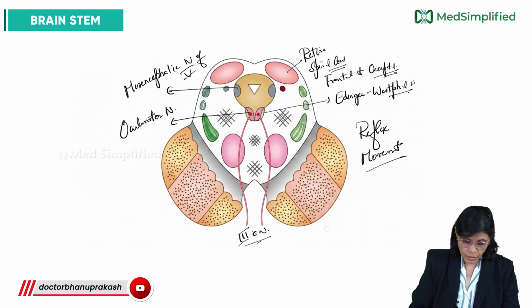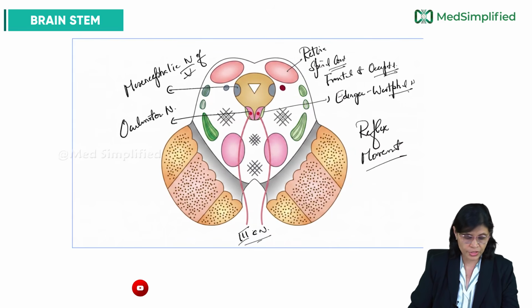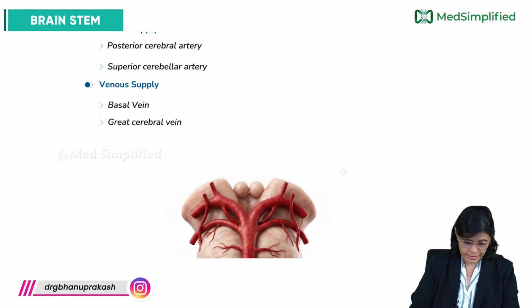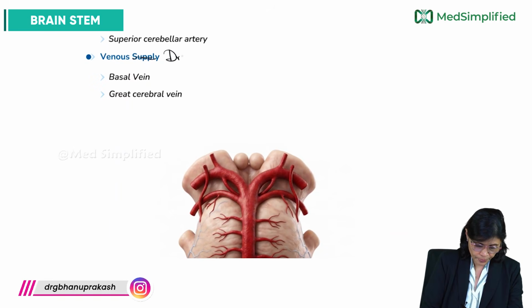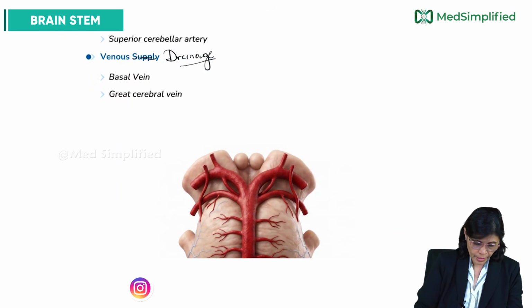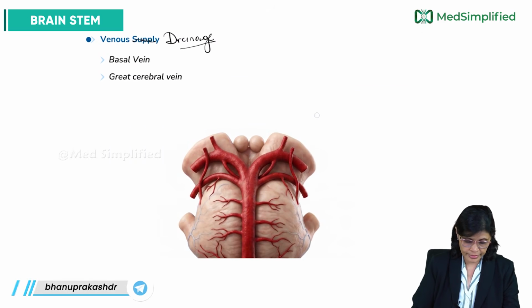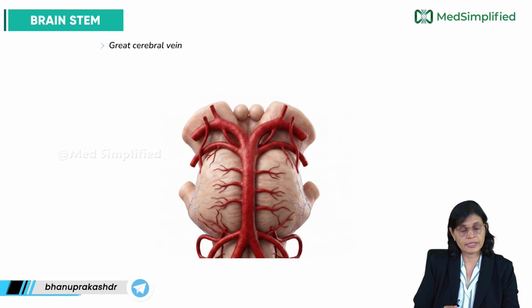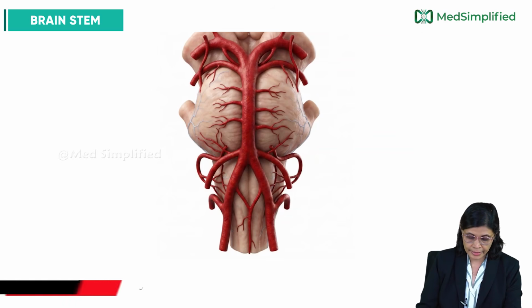Right. So that is all about the transverse section of midbrain at the level of superior colliculus. Rest of the structures remain the same. Now the blood supply of the midbrain: we always say venous drainage and arterial supply. Arterial supply is by the posterior cerebral artery and superior cerebellar artery, whereas the venous drainage is into the basilar vein and the great cerebral vein. The blood supply, as I said, is by the basilar artery.